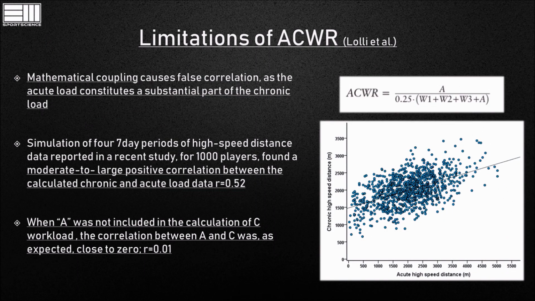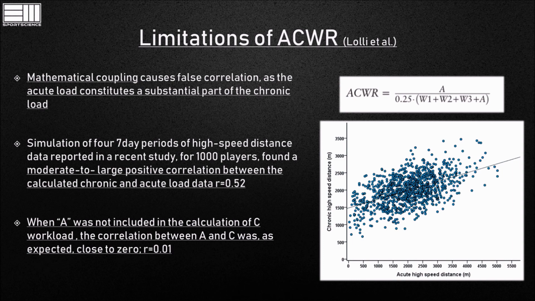Lastly, another limitation of the ACWR is a mathematical limitation. The ACWR has another source of error due to what is called mathematical coupling. Mathematical coupling occurs when one variable directly or indirectly contains the whole or part of another. The problem with this is that it causes false correlation. Now, the acute load, the numerator, constitutes a substantial part of the chronic load, the denominator. We now have a perfect example for mathematical coupling.